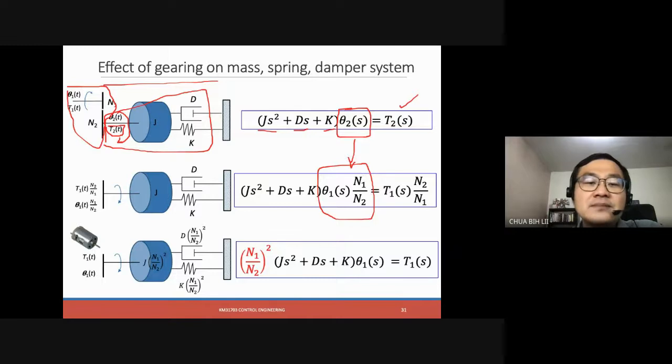Same thing, we can also find the relationship between the torque on this shaft as well as the torque on the other side. So this equals this. This is equivalent to this. Once we have this and rearrange, you can see that this gear ratio and this gear ratio, when we shift it up, actually has this effect: the gear ratio to the power of 2.